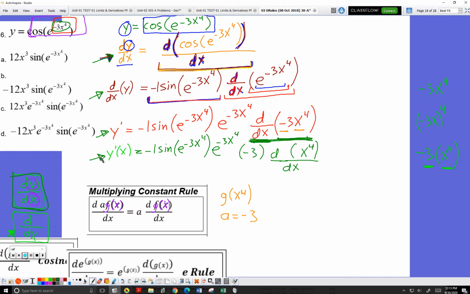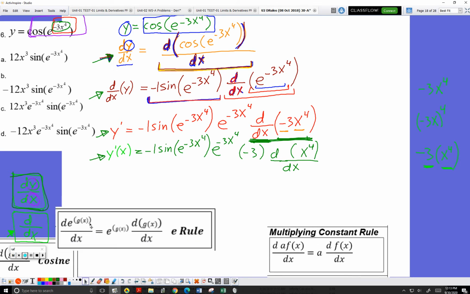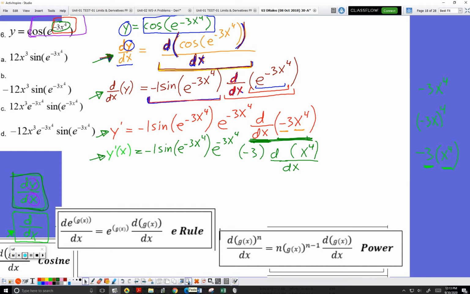Okay, now we're ready to use the power rule. So again, that inception thing showed up. We just keep getting deeper and deeper. So let's get rid of this and grab the power rule. I think it's right here on the clipboard. Paste. There we go.